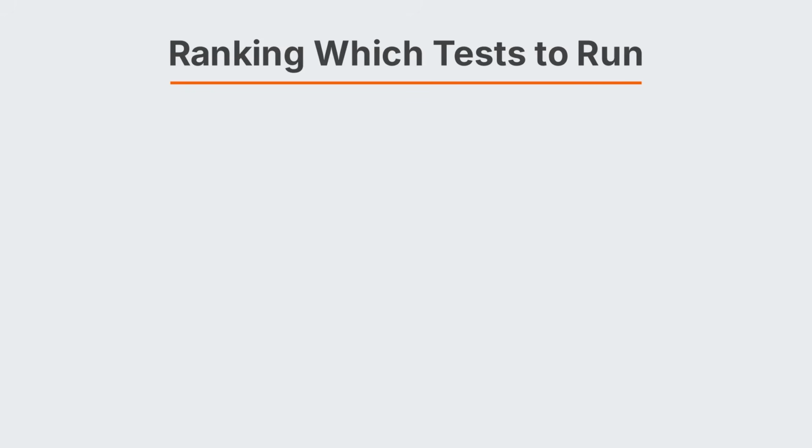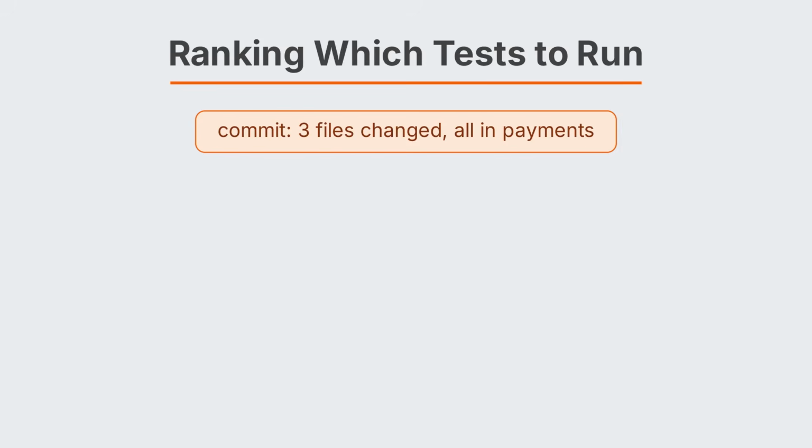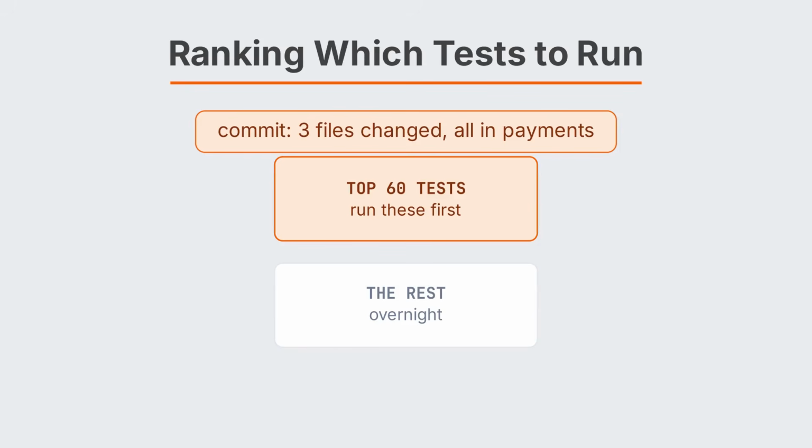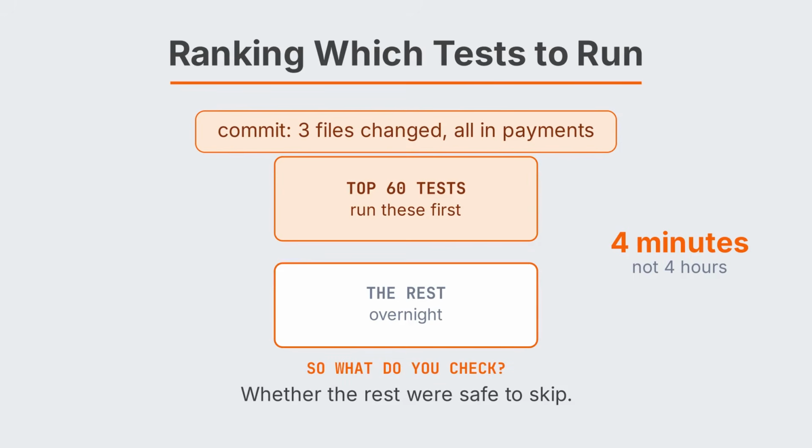Say you point this at your own pipeline. The model reads the commit. 3 files changed, all in payments. It ranks your suite and puts 60 tests at the top. You run those first. Failures now surface in 4 minutes instead of 4 hours. The rest of the suite still runs overnight. So what do you check? Whether the tests it ranked low are ones you would have been comfortable skipping.